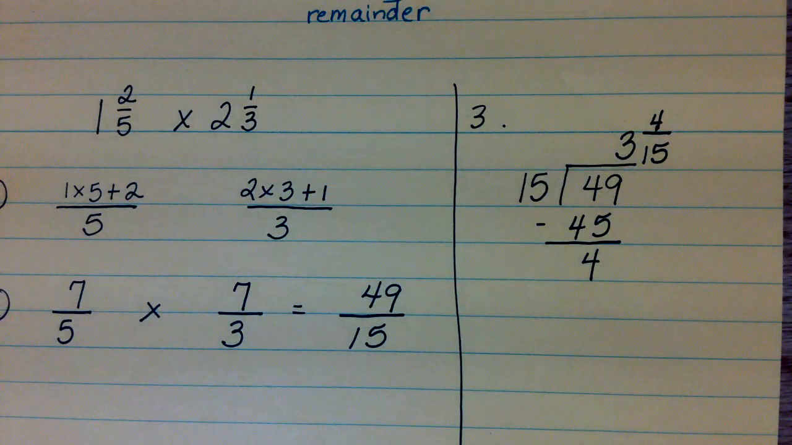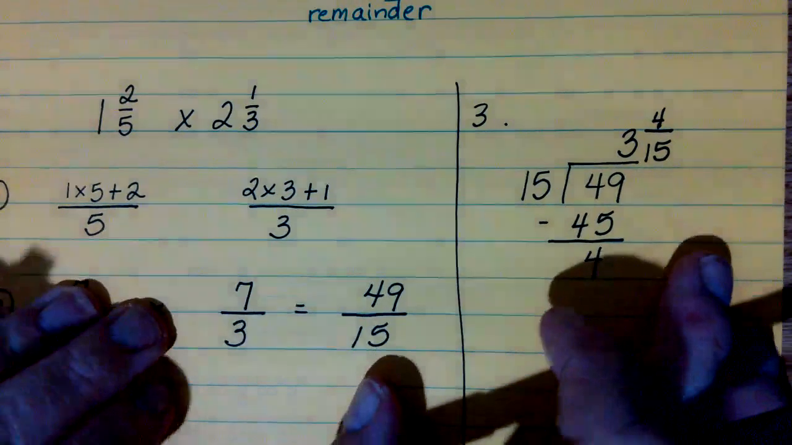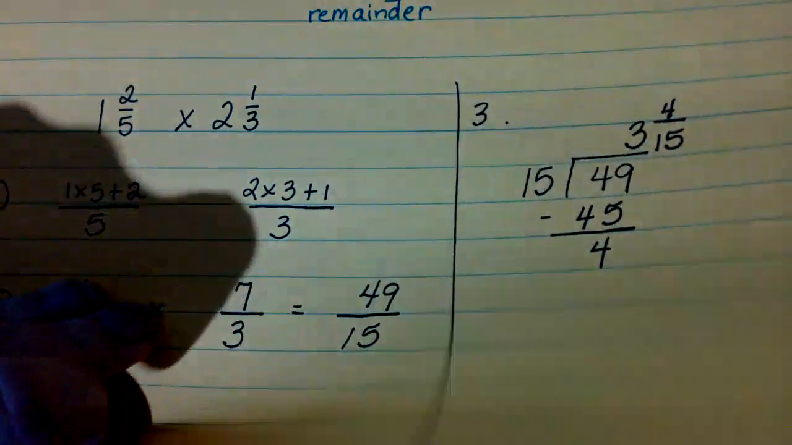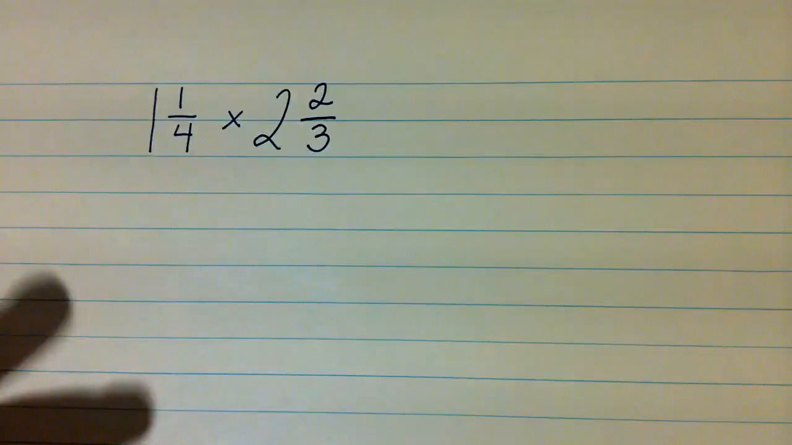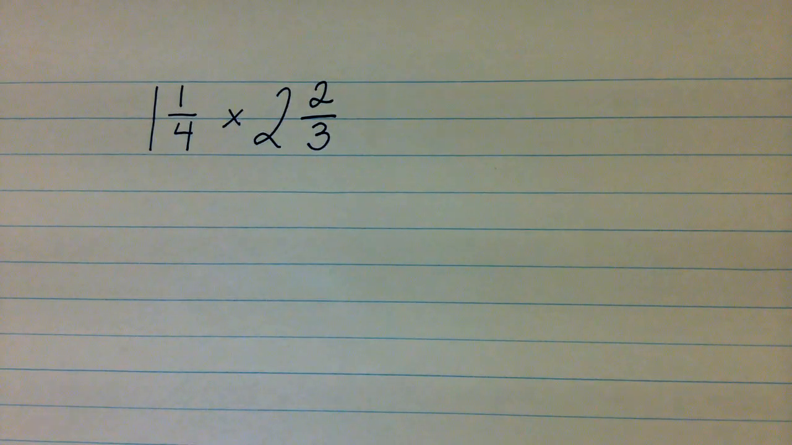Looking at the second example, again, you can walk through this with me and check yourself as you go. So I hope that that's what you'll do. So the second example is 1 1/4 times 2 2/3. All right, think about it. What is step 1?